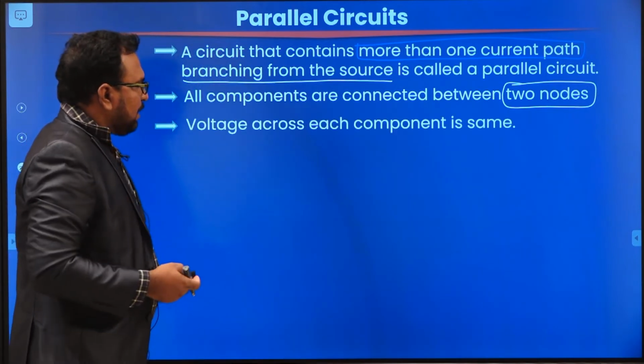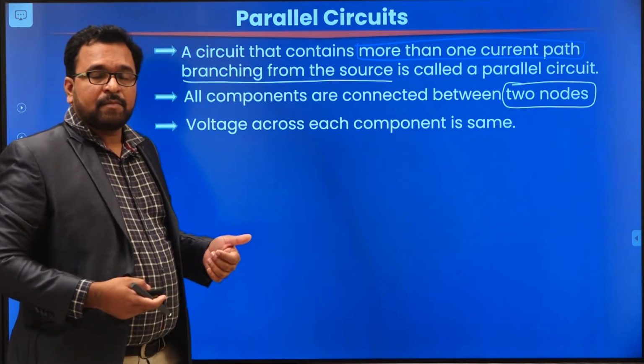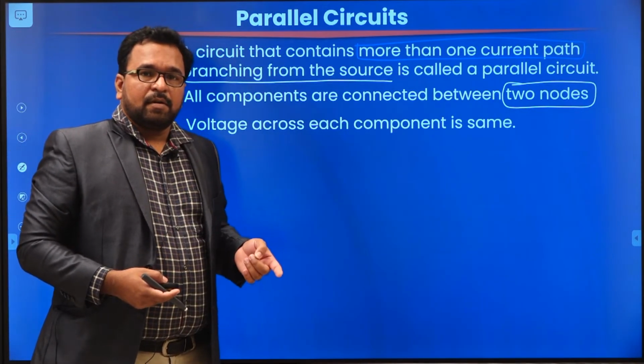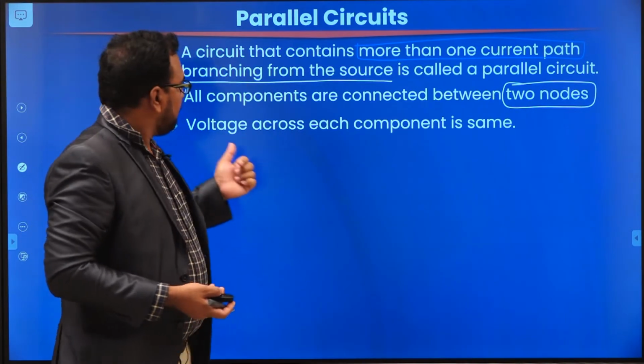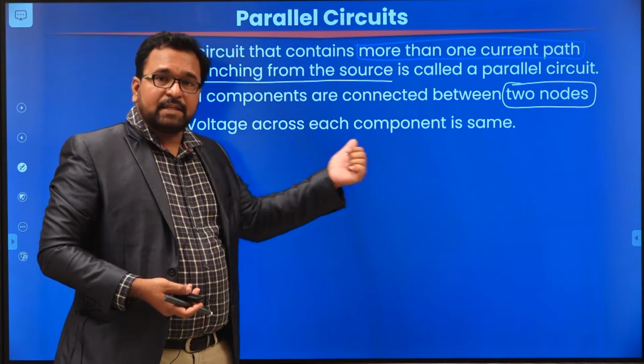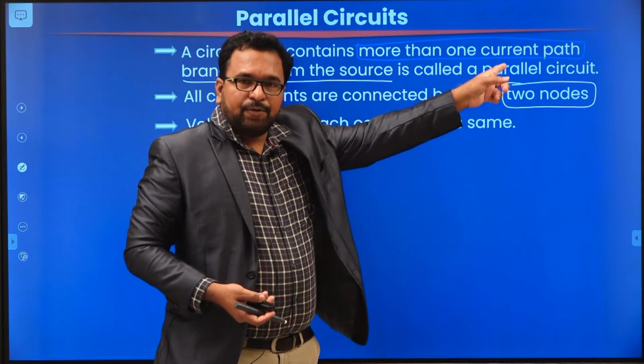And finally, what is the third important point? Voltage across each component is the same. In a series circuit, the current remains the same and the voltage divides. But in a parallel circuit, the voltage remains the same. Since there is more than one path for current to flow, the current divides.